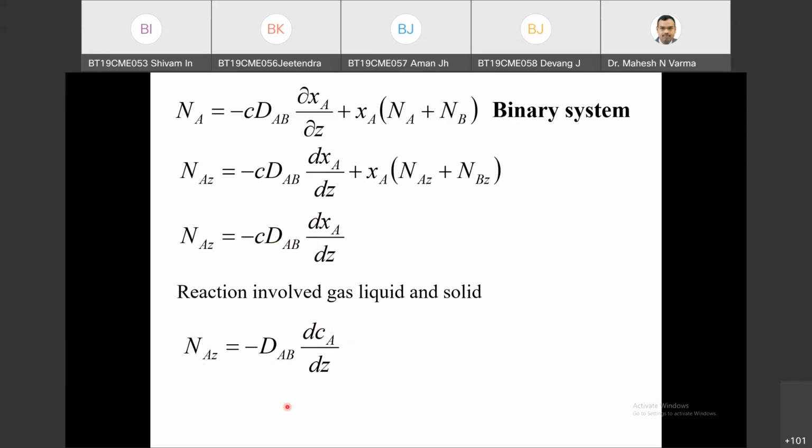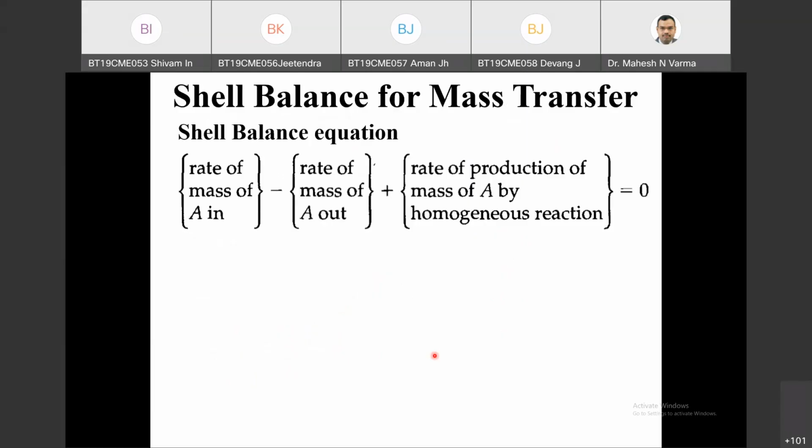So this is Fick's law of diffusion. Here I am taking only Fick's law of diffusion because gas A is diffusing in liquid and solid, so negligible convection will be there. So convection can be neglected, and it will be dominated by just molecular flux. So with this assumption, we can apply the overall shell balance equation. So rate of mass of A coming in, as we have already discussed, will be flux multiplied by surface area at Z.